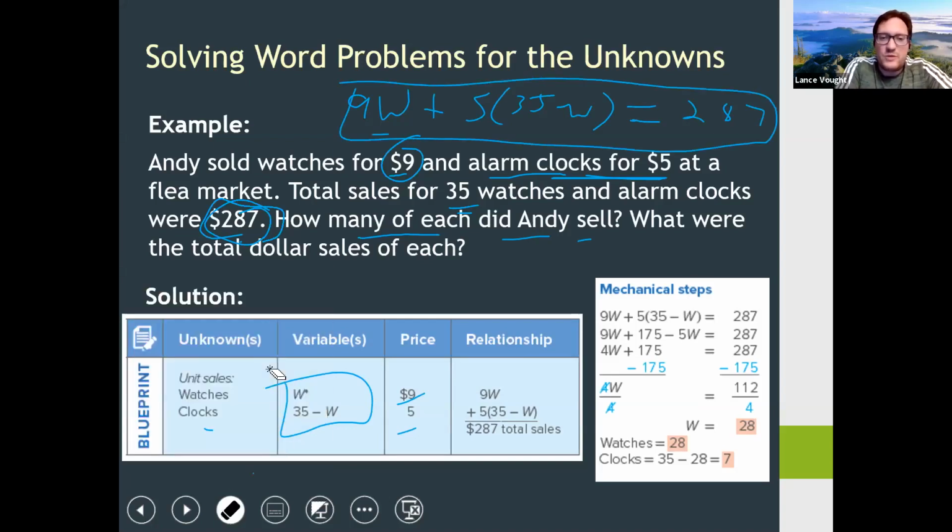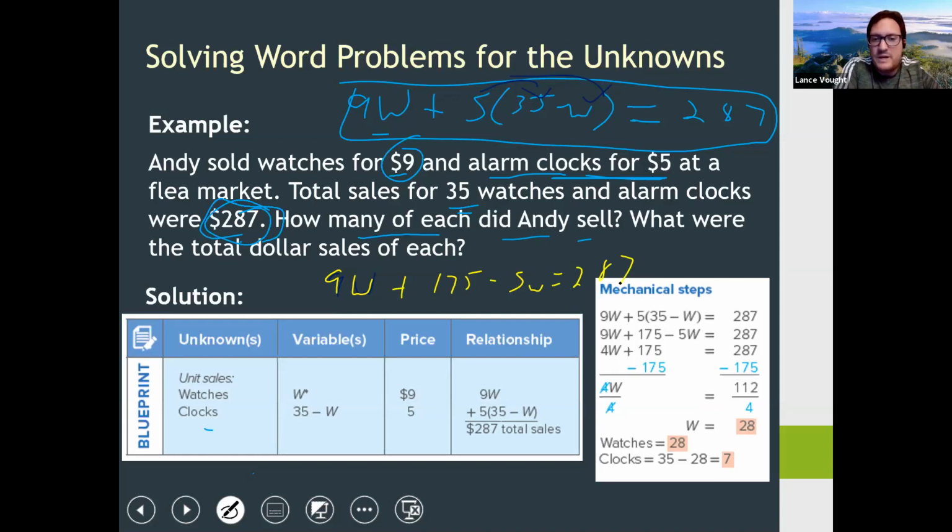However, we can simplify this equation further because we have a parenthetical here, so we can factor this through, and we end up with 9W plus 175 minus 5W equals 287. Now we have 2 items that have W's in them. We should combine those. So we end up with 9W minus 5W is 4W. 4W plus 175 equals 287.